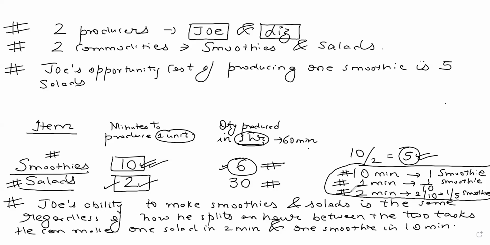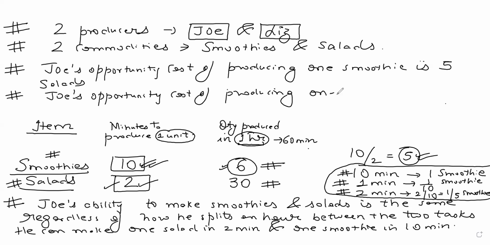So I can write that Joe's opportunity cost of producing one salad is 1/5 of a smoothie.